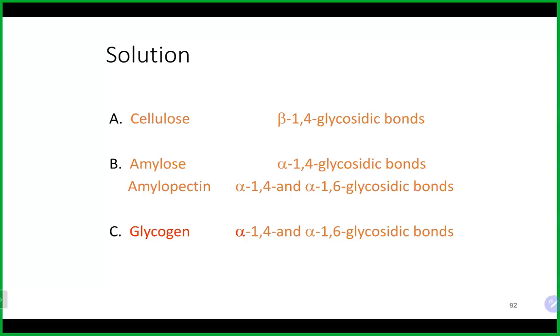That you do need to know as well. Again, the bonds there, and as I mentioned, if something is given to you drawn, you need to be able to identify the type of glycosidic bond that's happening there. Any questions on that?